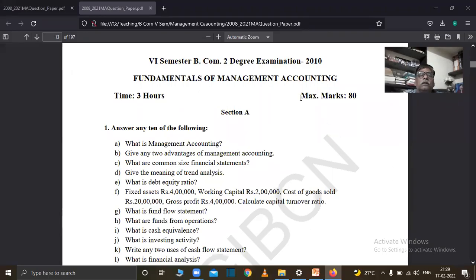Okay, now we see the 2010 question paper of Ranchana University. In this question paper, we solve the problem connected with fund flow statement. Regarding fund flow, there are two questions. What is fund flow statement? Second is, what are the funds from operation? Like that, two questions are there.